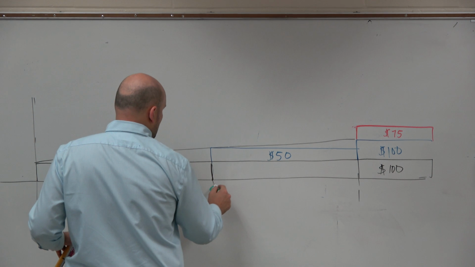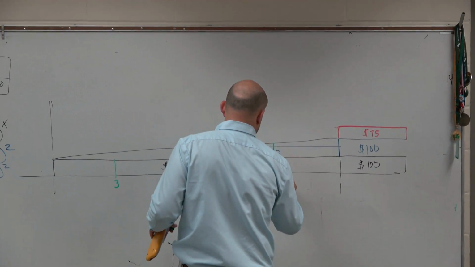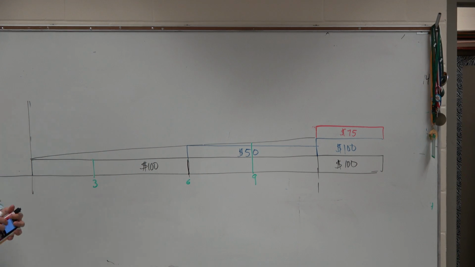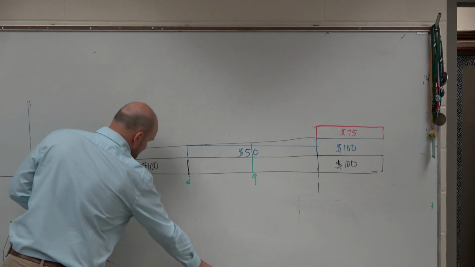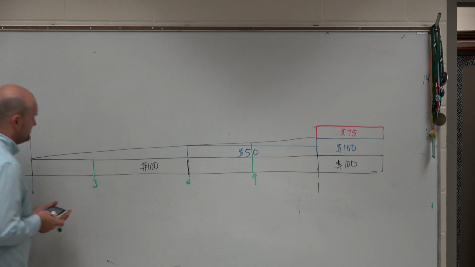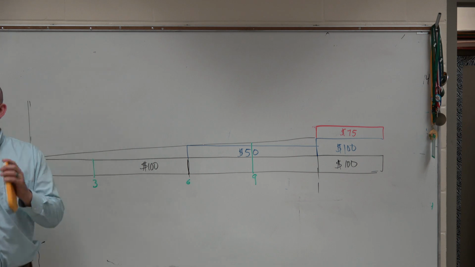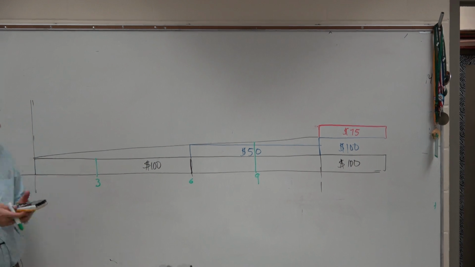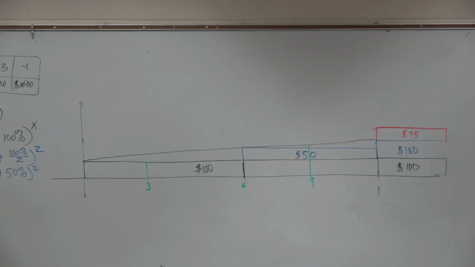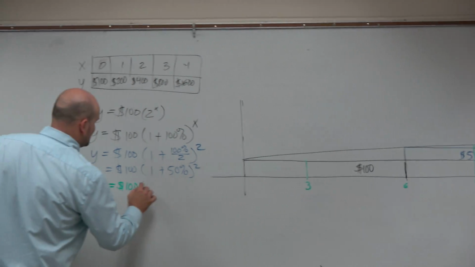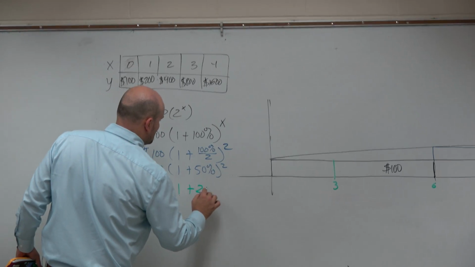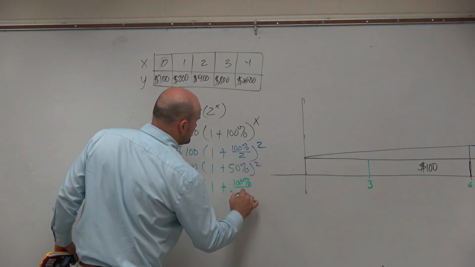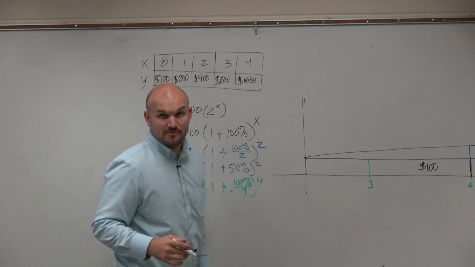So now let's have our money work every 3 months. 3, 6, 9. Okay? Let's have this money work every 3 months, quarterly. So in this case, that equation is going to look something like this: $100 times 1 plus 100% divided by 4, raised to the 4th power.